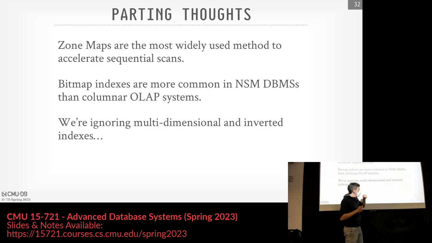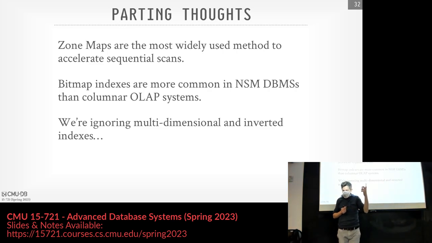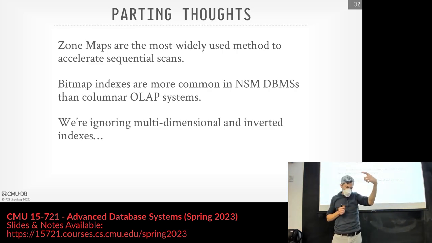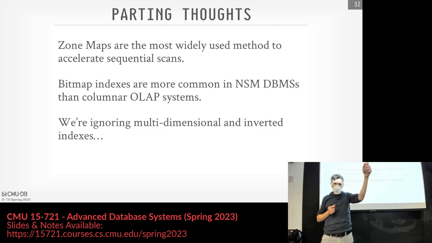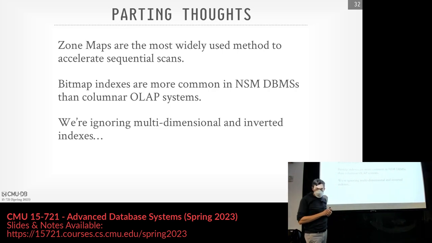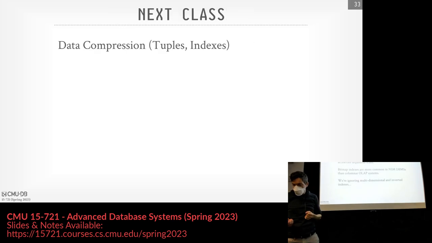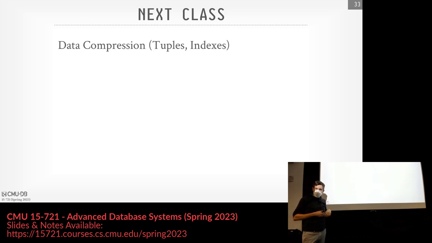Geospatial things, we ignore that. And then an inverted index is just a mapping from a word or an n-gram within a text field to the actual tuples that match. Okay? All right, so next class, we'll talk about data compression. We'll spend most of the time talking about tuples, but we'll also talk about how we actually compress these bitmaps as well, beyond the things we talked about before.